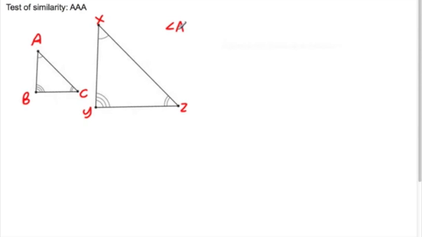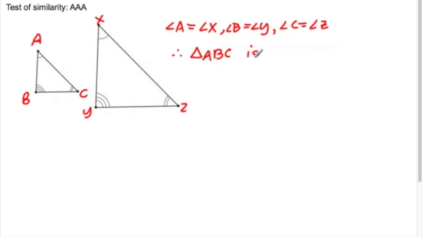So as you're writing that down, whenever you want to show similarity, you need to write down the reasons that you know that similarity exists. So therefore, we can say that triangle ABC is similar to triangle XYZ.